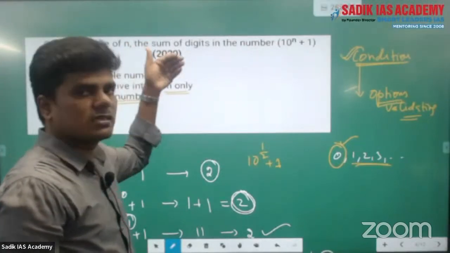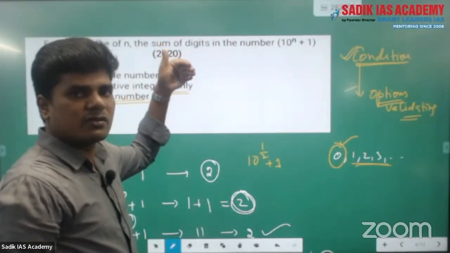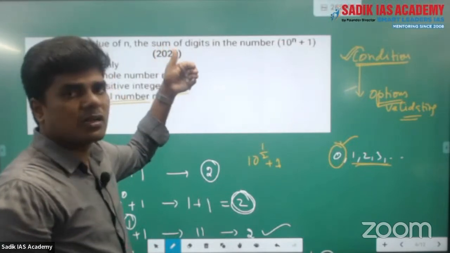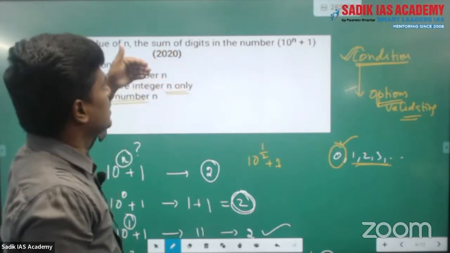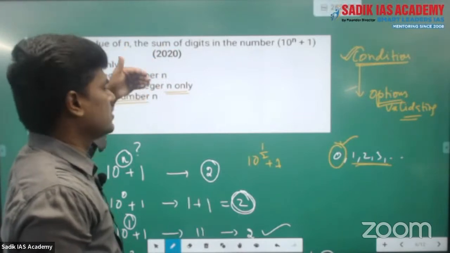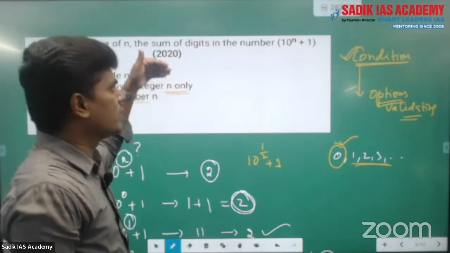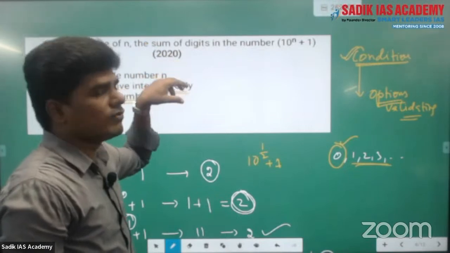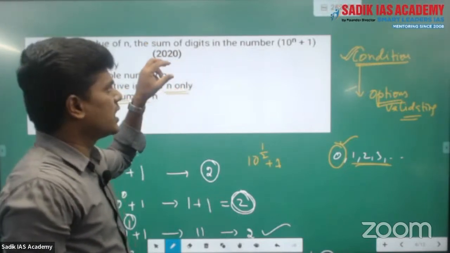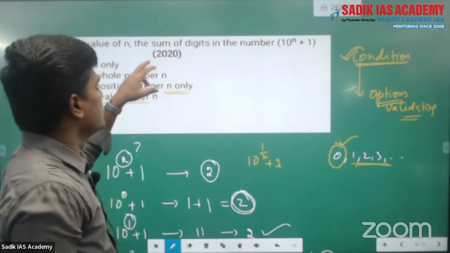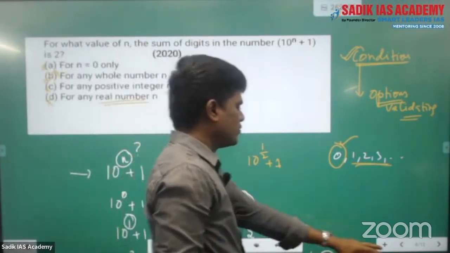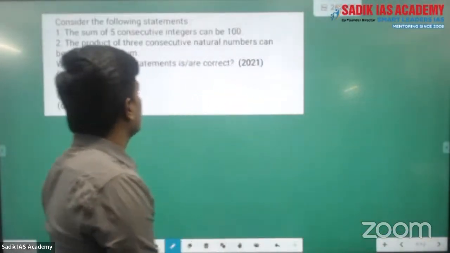First method, just as per the question you have to answer. Second method, you can think of the alternate method. The third one, they'll give a condition. You have to verify the options which are satisfying the condition. This is another way of approaching the questions in maths part. Okay. Next, going to the next method.